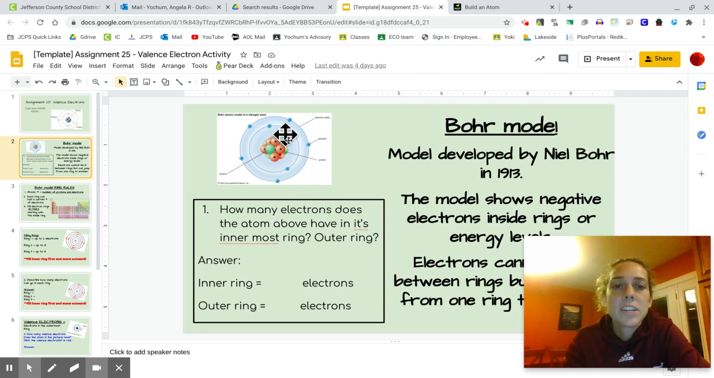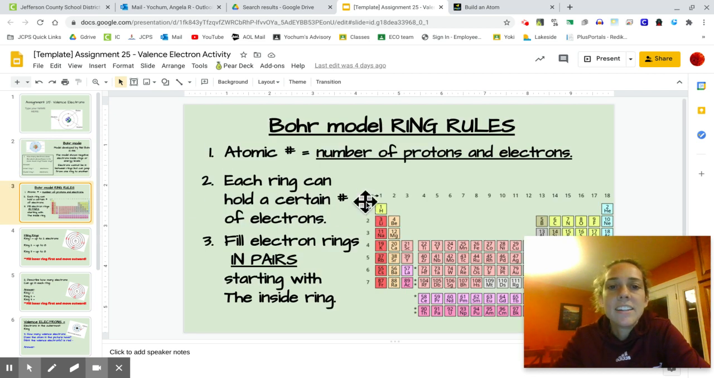So if you count the inner ring, it has 2. That's the maximum that the inner can have. And then in the outer ring, this atom has 1, 2, 3, 4, 5 electrons. So its outer ring is not full. So the Bohr model ring rules are on the next slide. The atomic number is the number of protons and electrons. Each ring can only hold a certain number of electrons, and we fill the electron rings in pairs, starting with the inside ring that can have up to 2.